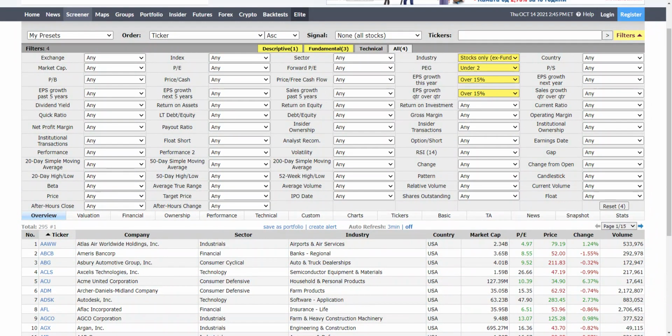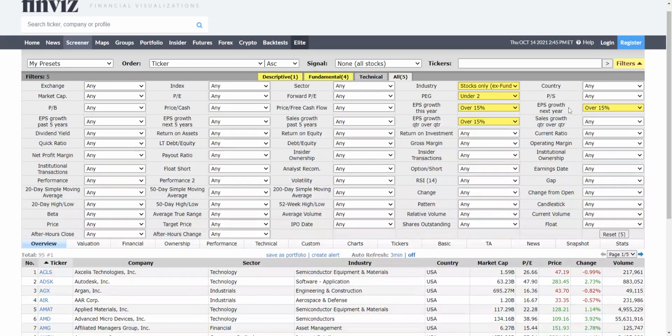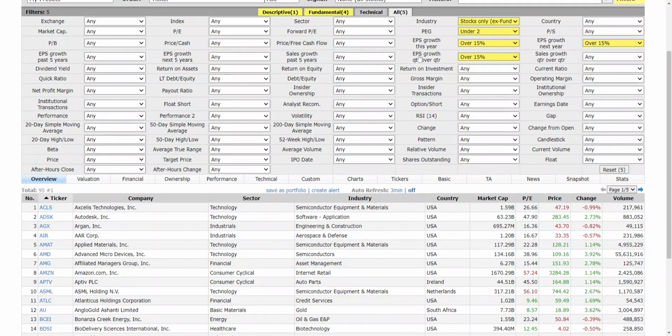After that, guys, we have EPS growth next year, which is kind of a prediction, which again will be over 15%. In these cases, I'm always using close to over 10 or 15%. It is always up to you. Feel free to go ahead and try for yourself. Everyone has their own tastes, and this is mine.